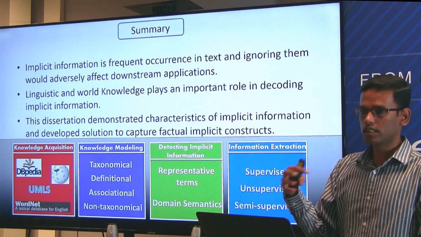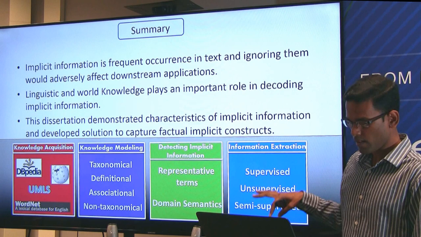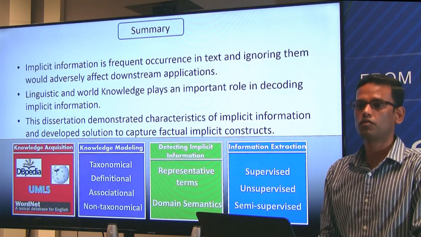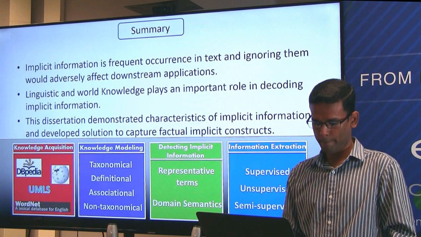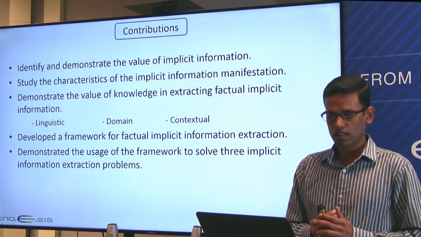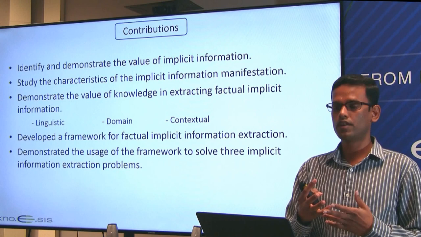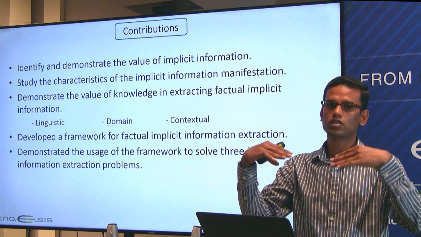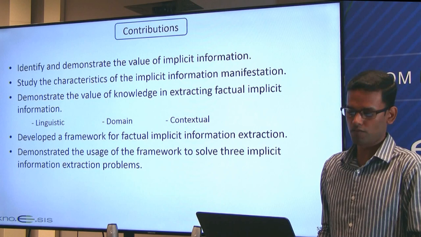And this is something we further investigated, and others will be talking about that next Tuesday. And then we developed information extraction techniques. Some of them are supervised, some of them are unsupervised, and some of them are semi-supervised, to extract the implicit information from the text. So, to explicitly list down the contributions, we identify and demonstrate the value of implicit information and study the characteristics, like how they manifest in text, and then demonstrate the value of different knowledge sources, and identify high-level components that are needed and showed you how to realize those components in particular applications to extract implicit information.